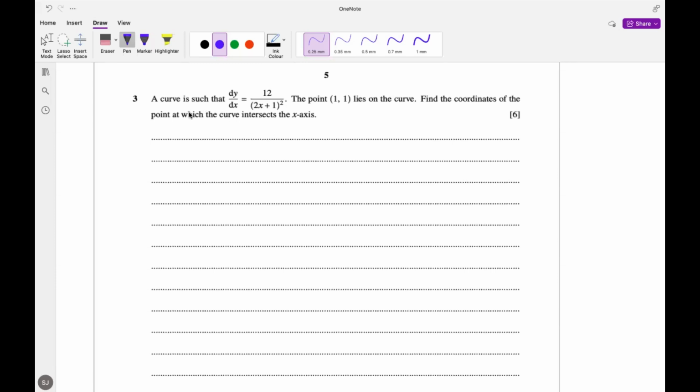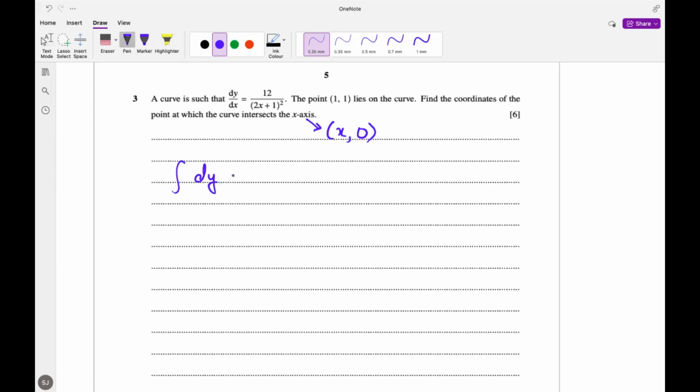In question 3, a curve is such that dy/dx is given. The point (1, 1) lies on the curve. We have to find the coordinates of the point at which the curve intersects the x-axis. Now, the x-axis implies that the value of y will be 0, so the coordinate will be (x, 0). Now, to find the x value, we need the equation of the curve first.